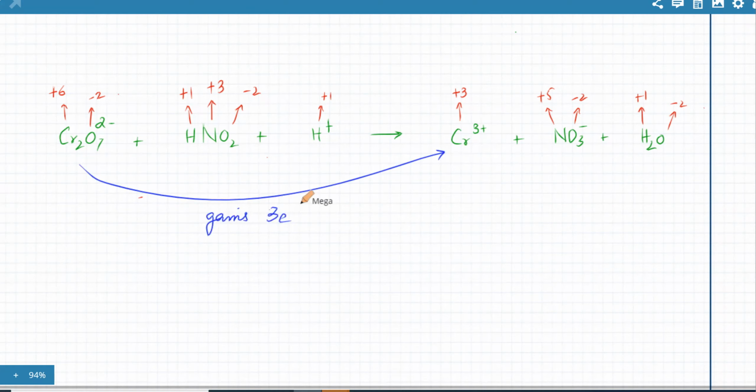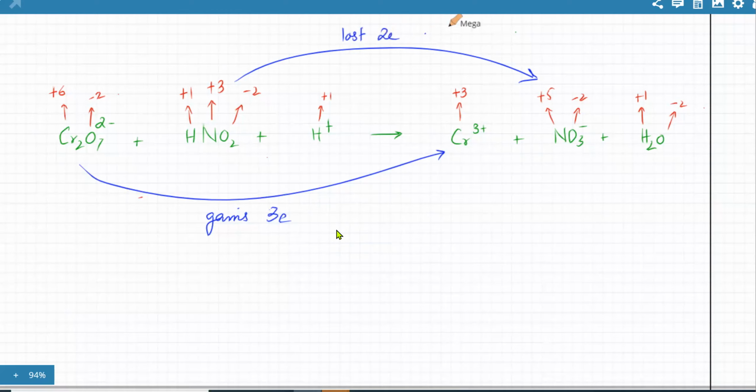This is not balanced right now. And remember, oxidation state is for one of the atoms or one of the elements, not of two Crs together. So Cr goes from plus 6 to plus 3. So one of the Crs goes from plus 6 to plus 3. So that means it's gaining 3 electrons. And which element is getting oxidized? Nitrogen. Okay, so you've got nitrogen over here, which is going from plus 3 all the way to plus 5. So that means it lost exactly 2 electrons.